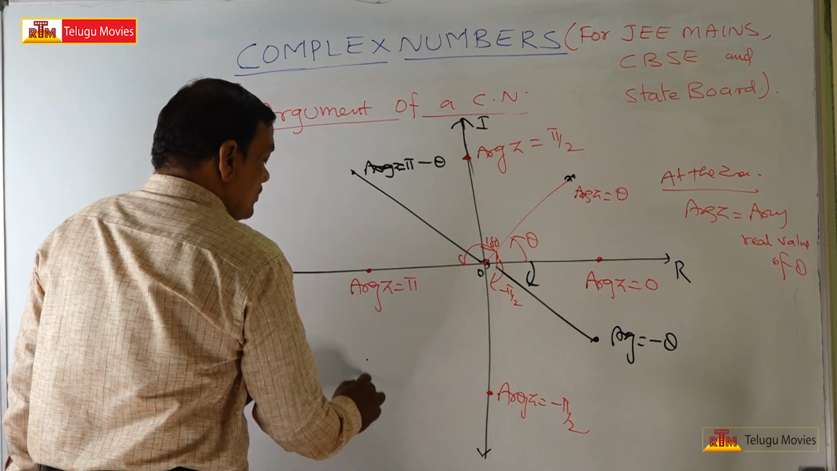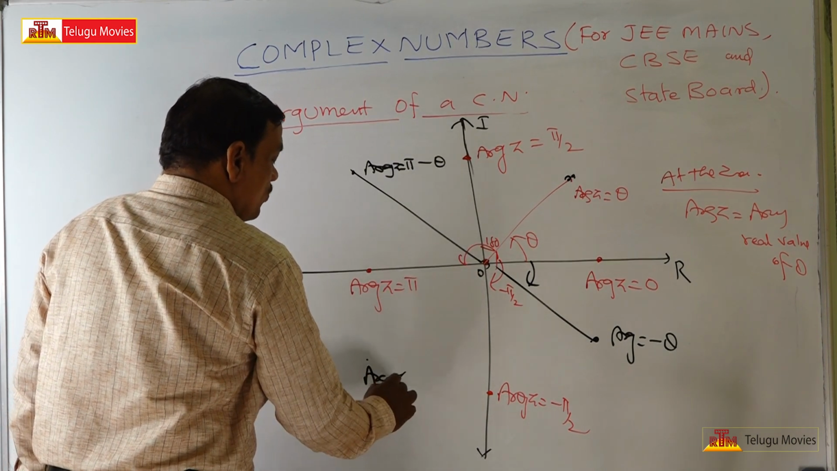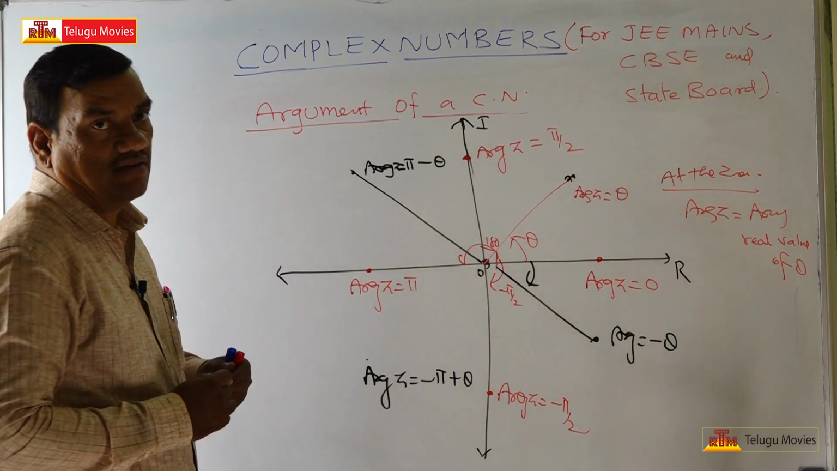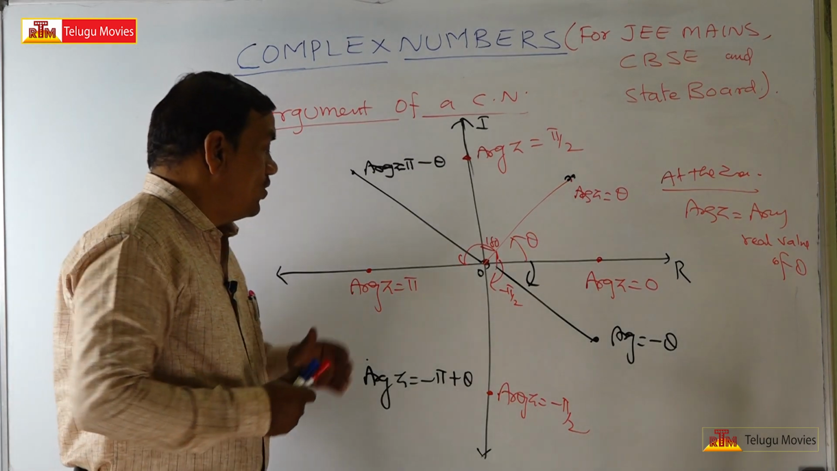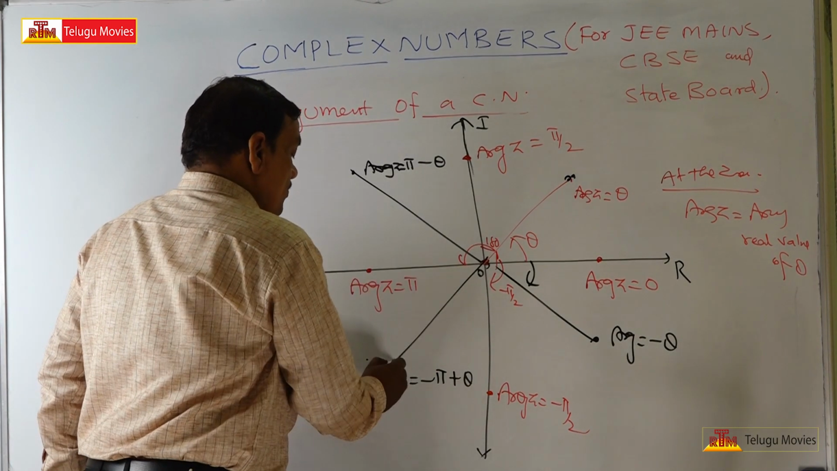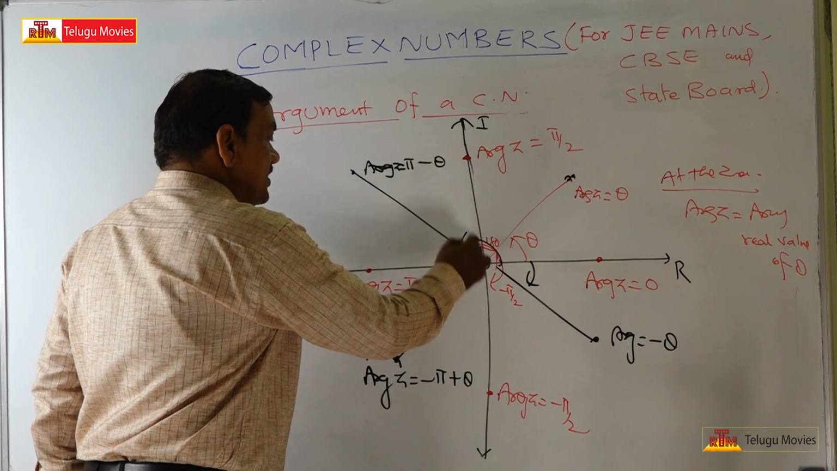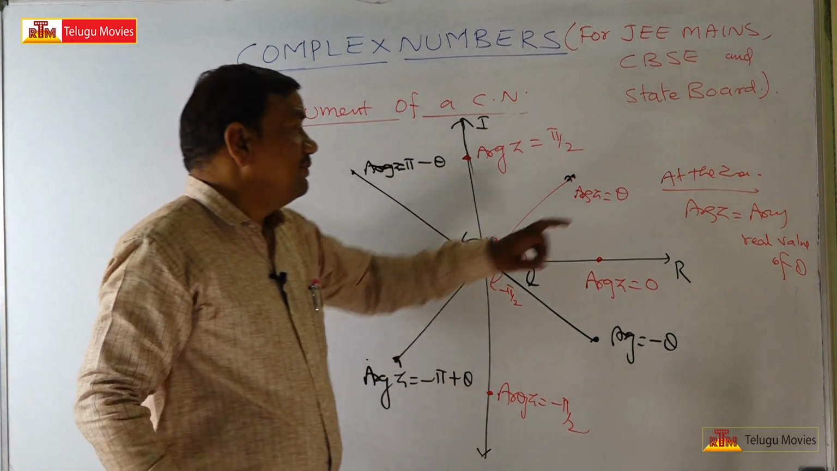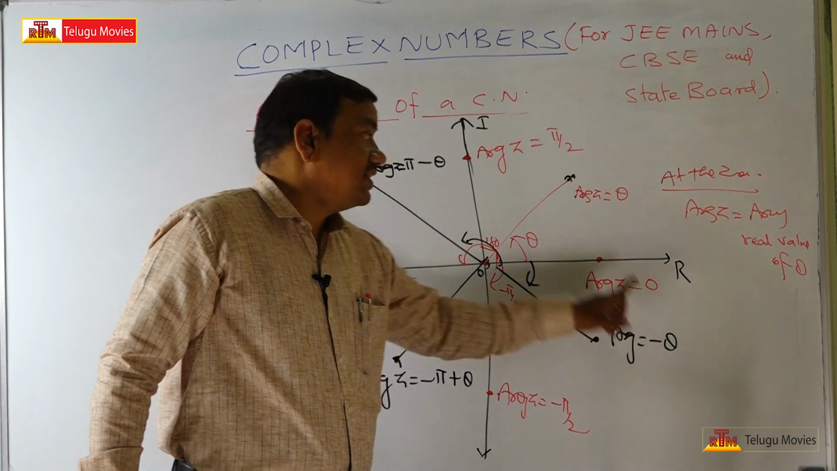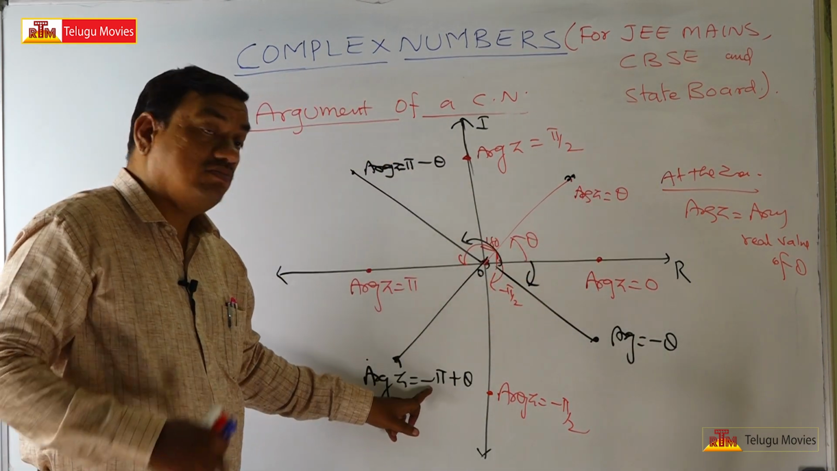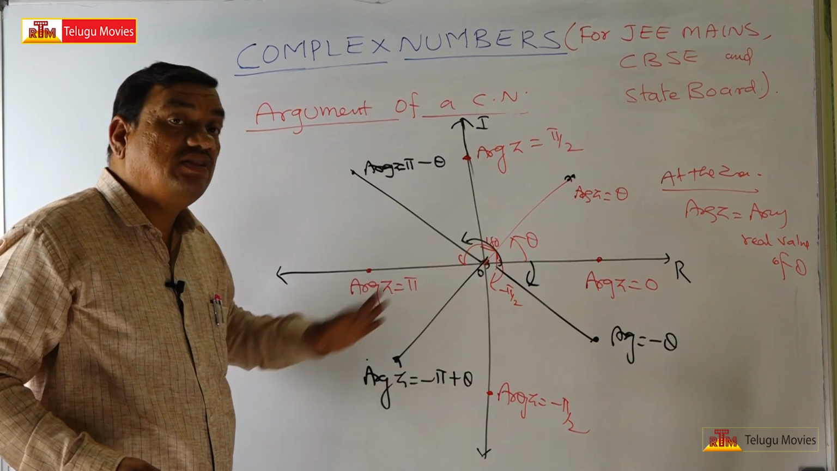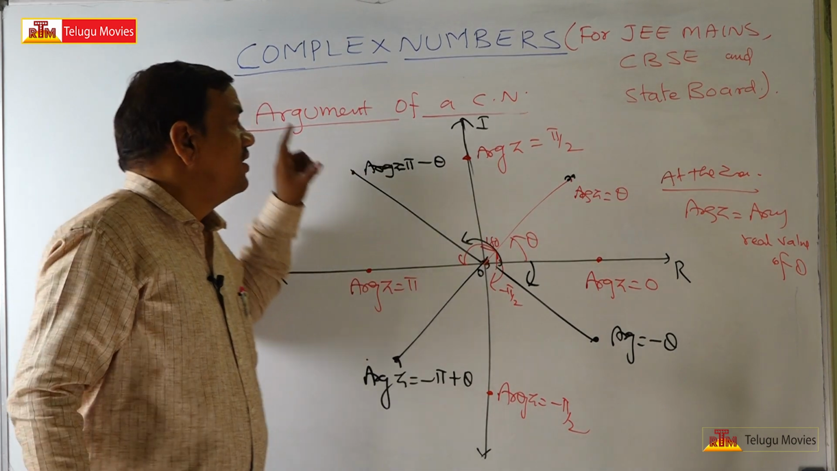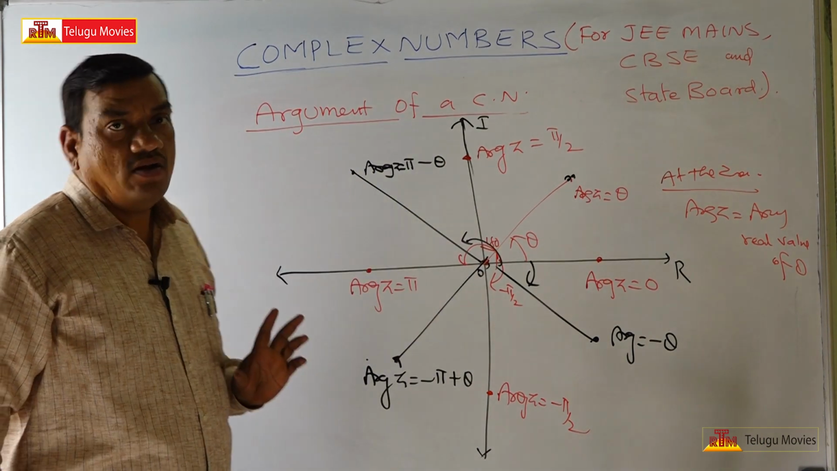180 minus theta. If the complex number is in the third quadrant, its argument is minus pi plus theta. That means if the complex number is in the third quadrant, first we calculate this angle, then we take minus of pi minus theta. Okay, now that means if it is theta, here it is minus theta. If it is pi minus theta, it is minus pi plus theta. That is just multiplying with minus 1. Okay? Right. So this is the structure of finding the argument of a complex number.